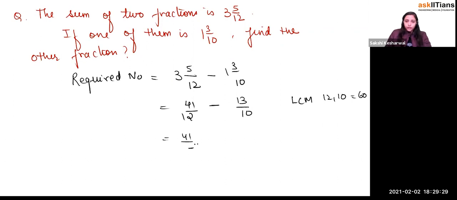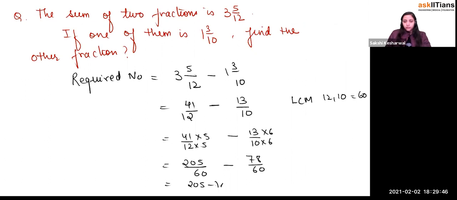So this is equals to 41 by 12, you multiply this by 5 and this by 5, minus 13 by 10, you multiply this by 6 and this by 6. So 41 into 5 is what? 205 divided by 60 minus 78 by 60, right? Which is equals to 205 minus 78 divided by 60, which is equals to 127 divided by 60, it is equals to 2 whole 7 by 60. That's your answer. That's the other number, right?